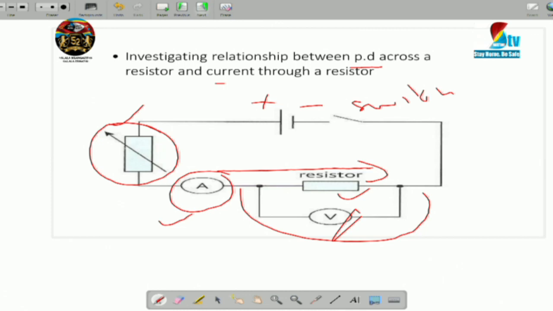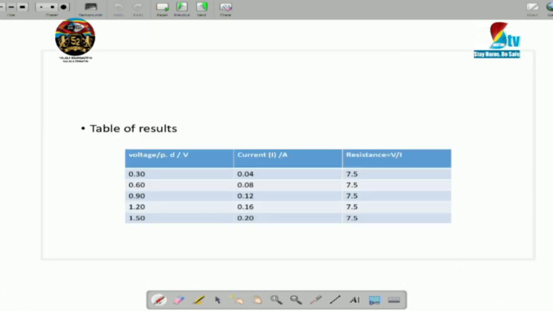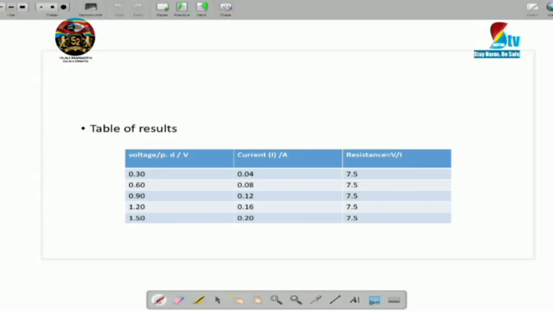Now I have some typical results that I'm going to talk about. So in my case, we're talking about the potential difference and our current. I think it sounds better if we start with the current. So when the current is 0.04, the potential difference is going to be 0.3. When it is 0.08, the potential difference was 0.6, and the list will move on.